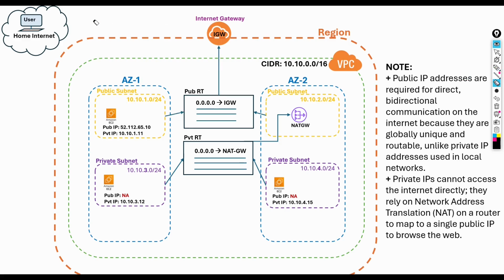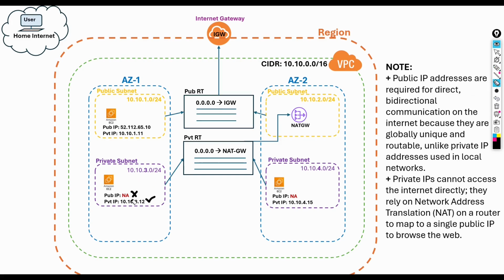Let's move on to the private subnet. In the case of a private subnet, if you see, there is no public IP assigned. Whenever we create any machine inside the private subnet, it will not assign any public IP to this machine. It will always have only the private IP address.